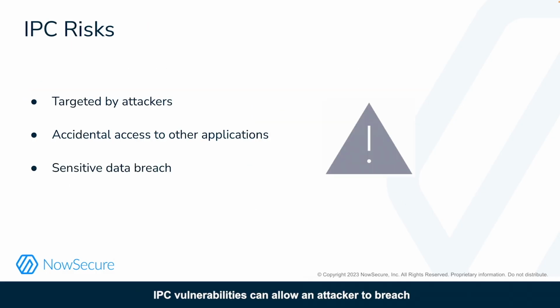IPC vulnerabilities can allow an attacker to breach the security sandbox provided by the platform. As a result, data that would otherwise be protected, such as the internal storage, may be exposed to attackers. For example, the app may intend to export some form of PDF summary through the IPC mechanisms. However, if implemented in an unsafe manner, this same mechanism may allow other apps to request a file export other than the intended PDF summaries from the app security sandbox.